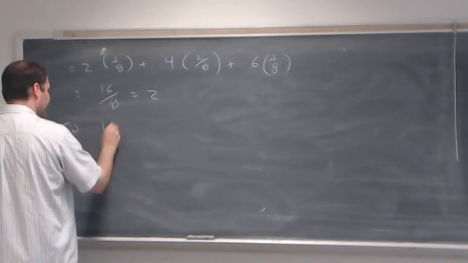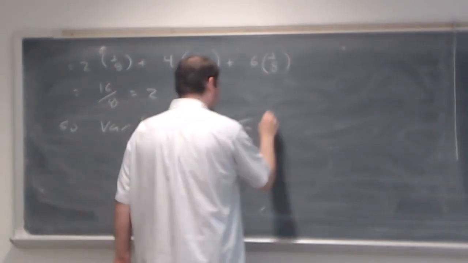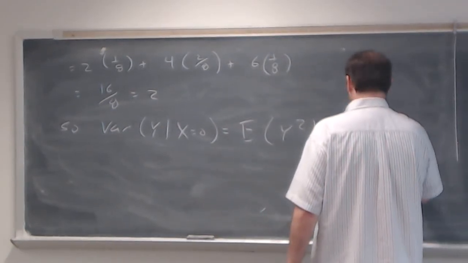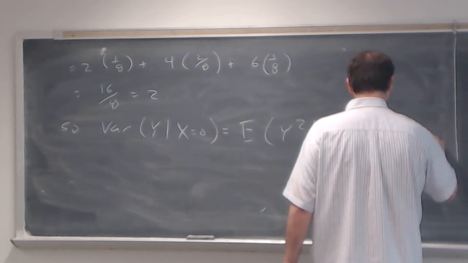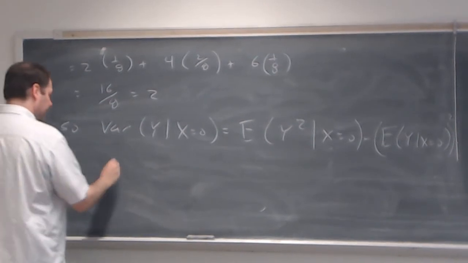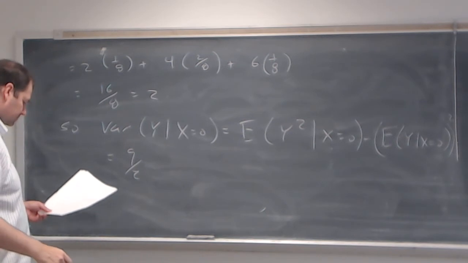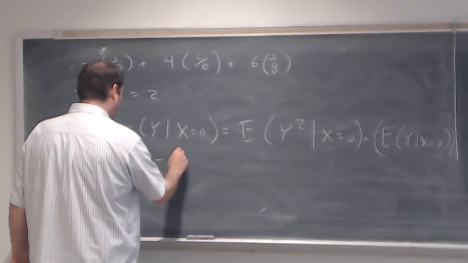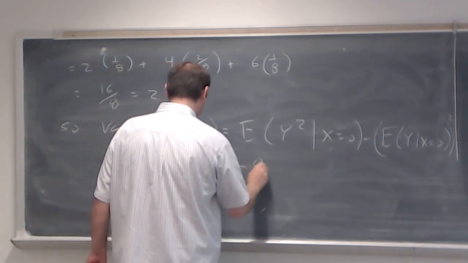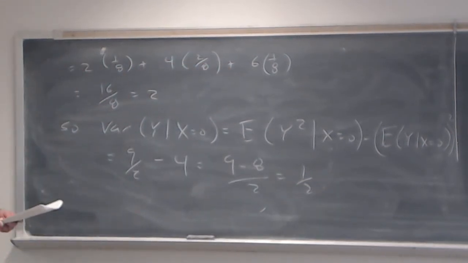So, the conditional variance of y given x equals 0. Remember, the expected value of y squared given x equals 0 minus the expected value of y given x equals 0, squared. And so when we put in our values for that, this was 9/2. Yes. Minus 2 squared, so that's 4. So this ends up being 9 minus 8 over 2, which is 1/2. That's our answer. That's that example.